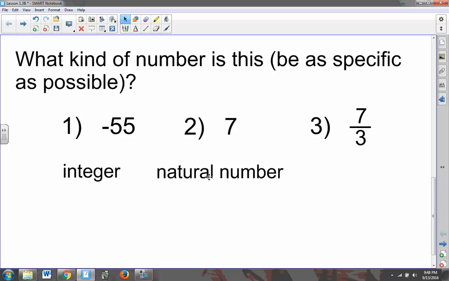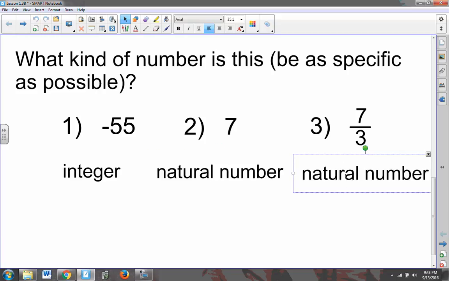And then number 3 looks like a fraction. It is a fraction. 7/3, 7/3 is a fraction. It definitely would be a decimal.